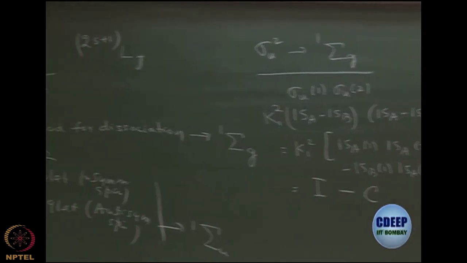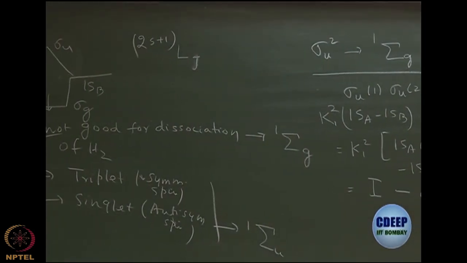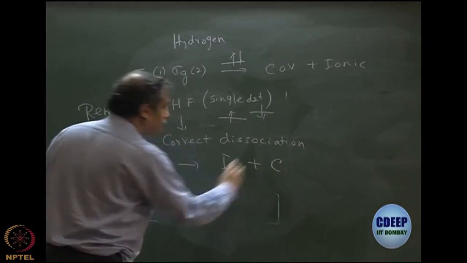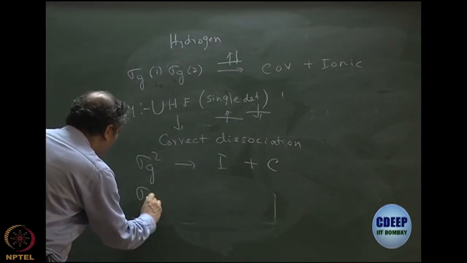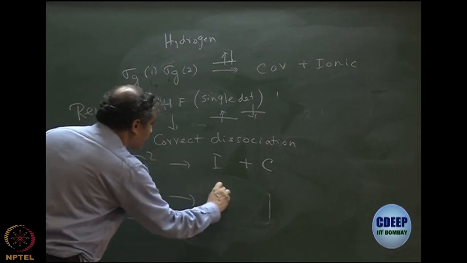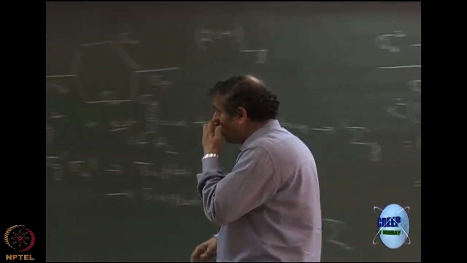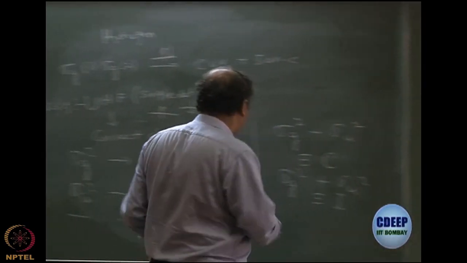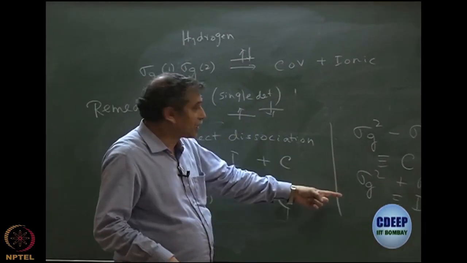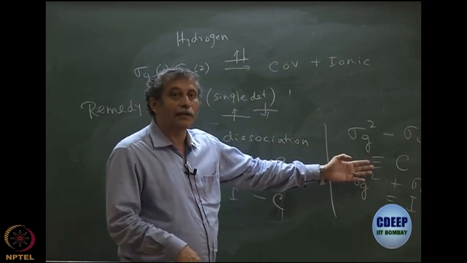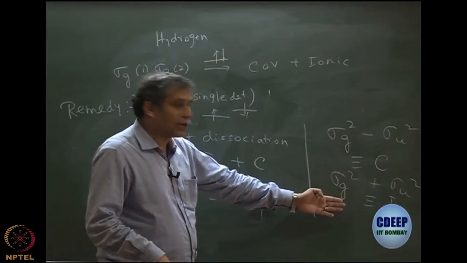Correct? Whereas sigma g square can be written as ionic term plus covalent term. The sigma u square can be written as ionic term minus covalent term. So, while each of them does not give the correct result, I can make a combination of these two and I can get purely covalent term. Or I can get purely ionic terms.